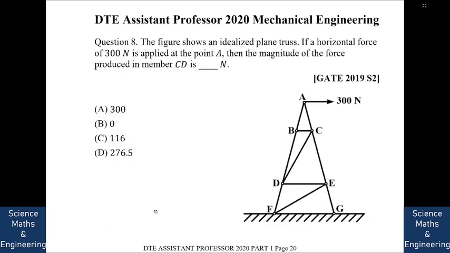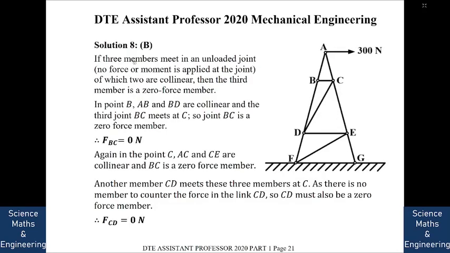So next, the figure shows an idealized plane truss. If a horizontal force of 300 Newton is applied at point A, the magnitude of the force produced in the member CD is? So let's see the answer. See, if three members meet at an unloaded joint, unloaded is the important point here, and if two of them are collinear, the third member is a zero force member. So if we see at point B, AB and BD are collinear and BC meets at B.